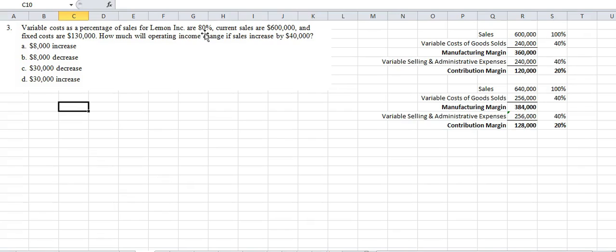That contribution margin is what contributes to cover fixed costs and to increase operating income, right? So current sales is 600,000 and fixed costs are 130,000. How much will operating income change if sales increase by 40,000? I don't even need this information here. I don't need the current sales or the fixed costs. Why? Because I already know that my contribution margin is 20% of whatever I sell, right? Because it says it here.